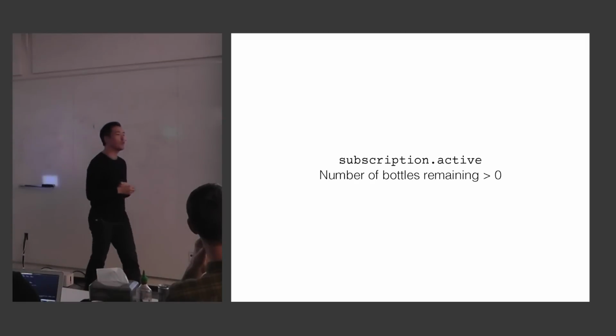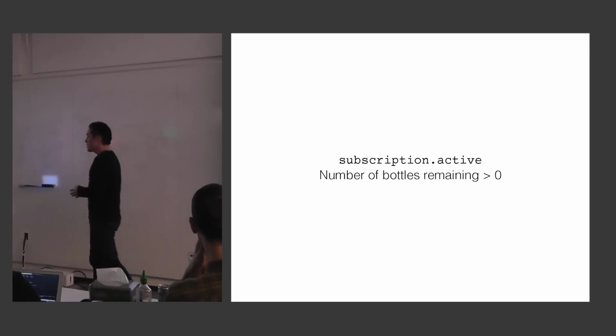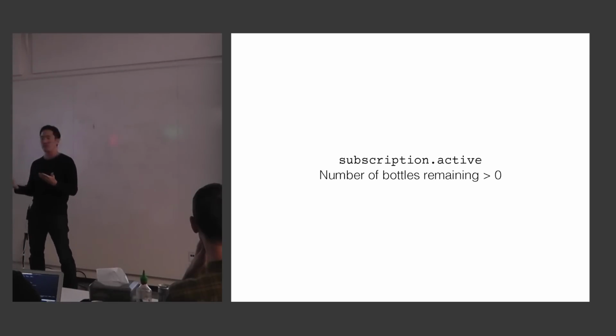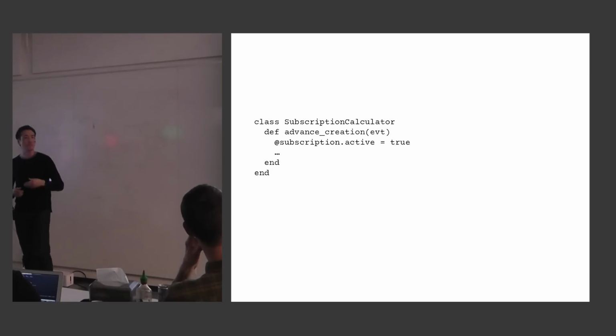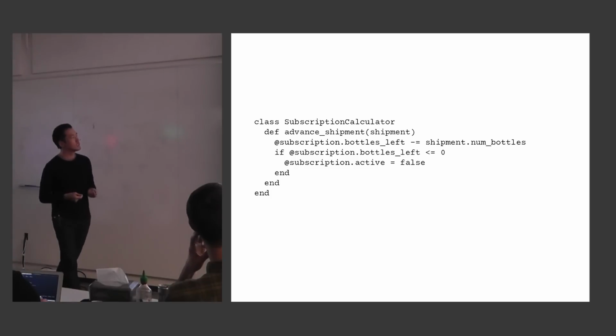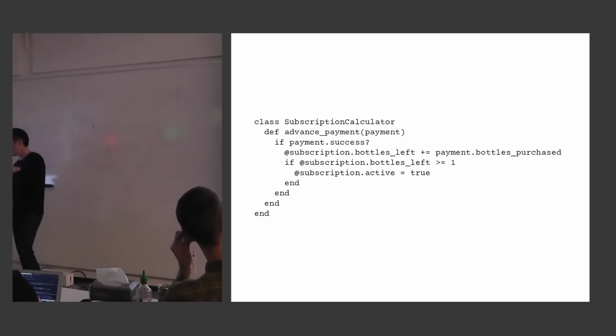Let me give you an example. Let's say you want to have an active Boolean on the subscription record. It's pretty easy, right? You add a migration to create an active Boolean on the subscription table. Let's say you're going to define active as number of bottles remaining is greater than 0. So you add that, and then you have to add it to the calculator, right? Let's say when you're first created, active is true by default. Then when you create a shipment, when you decrement the bottles left, you have to check to see if the bottles left is 0 or less, you're now inactive. And if the payment takes you back up to more than 0 bottles left, active is true.